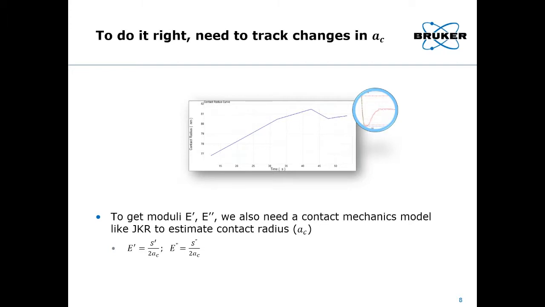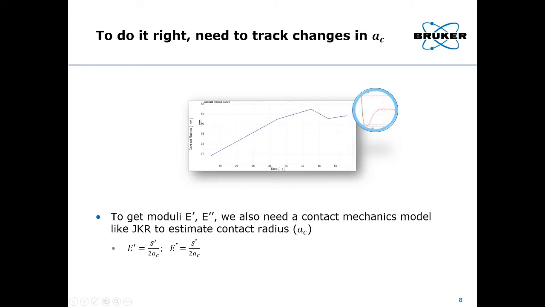Now, if you would like to get the moduli, in other words, the storage and loss modulus from the storage and loss stiffness, then we also need a contact mechanics model like JKR to estimate the contact radius. So at the end of the script, it's very easy to use this retract section to get the contact radius at the very end of the script.